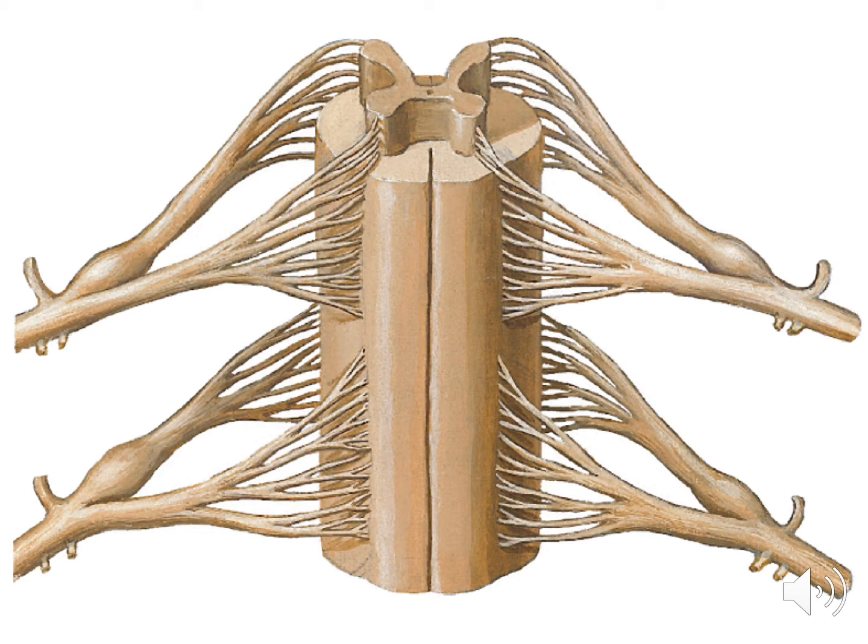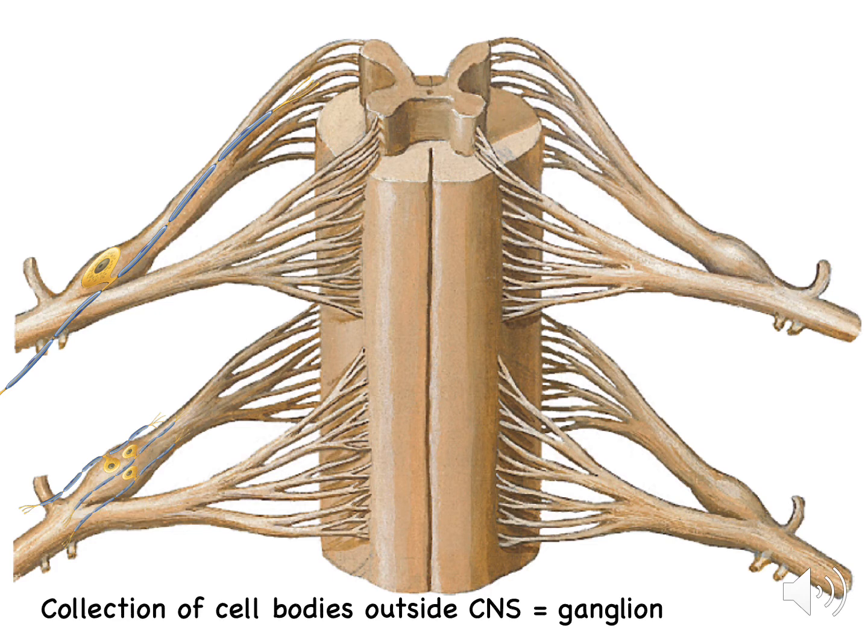Here's a beautiful illustration from Netter. I removed all the labels. It's a beautiful picture. Let me just show you what that looks like. Here are those cell bodies. And look how they come in, that causes that swelling. And that swelling is your dorsal root ganglion. So now we can define it. A collection of cell bodies outside the central nervous system we call a ganglion. Okay, so that's it. What about inside the central nervous system?